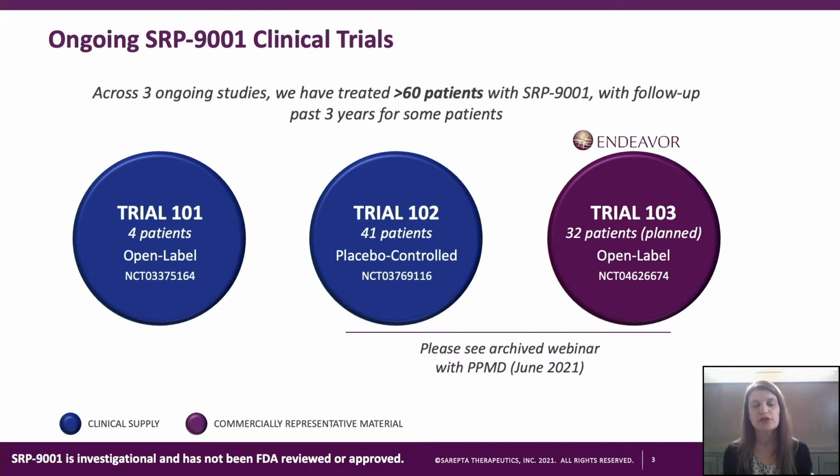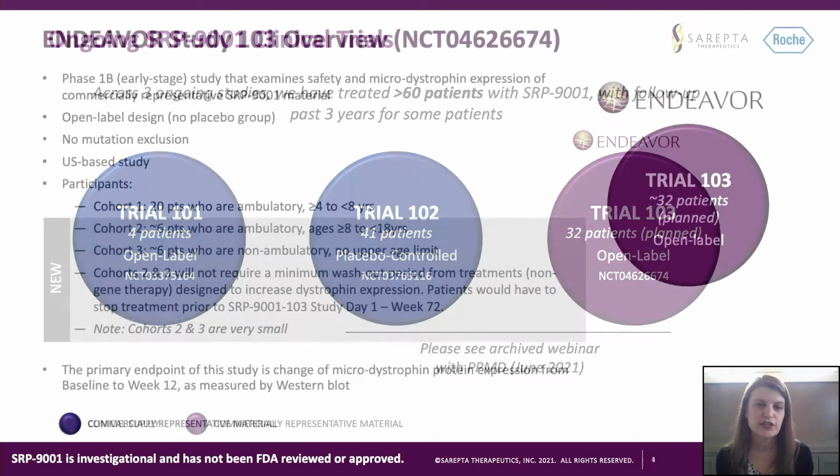And so we're still following the patients in year 2 of the trial. And now finally, which we'll talk about in more detail today, is trial 103. This is our first trial using commercially representative processed material. In totality, we have approximately 32 patients planned for this study, and I'll give you more details in the next slide. If I could have the next slide, please.